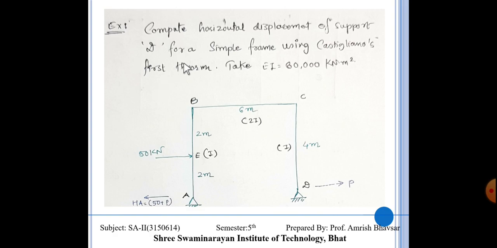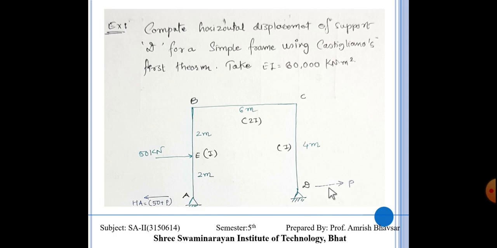Take EI equal to 60,000 kilonewton meter square. Here is our frame, with points A, B, C, D and E. A and D both are hinge supports. At E, a 50 kilonewton force is applied towards the right. Here this is I, 2 meter, 2 meter, this is 6 meter, 2I, here I. Now what is done over here? Horizontal displacement at D, so we have to consider P over there, as we know.